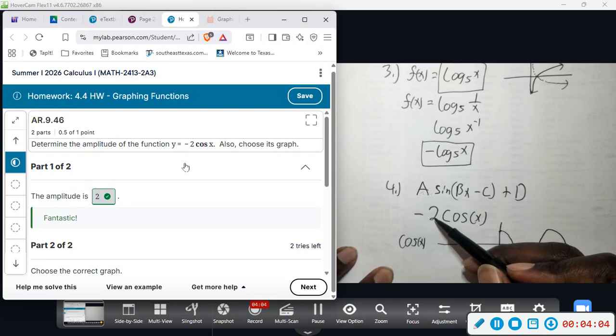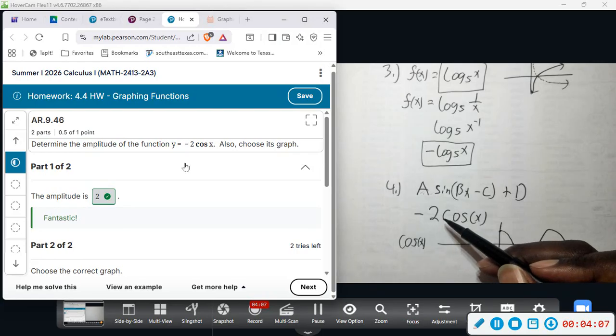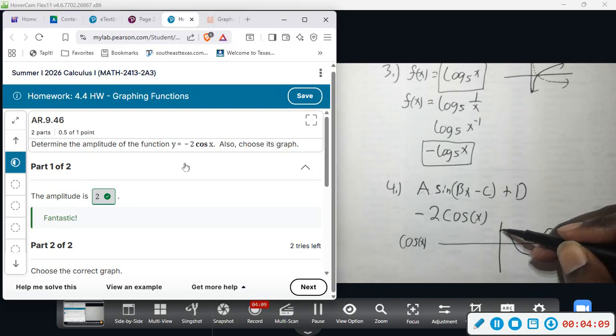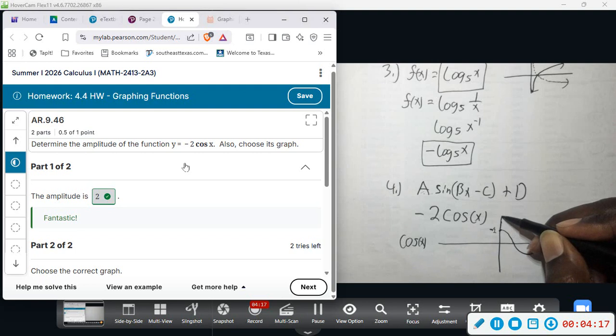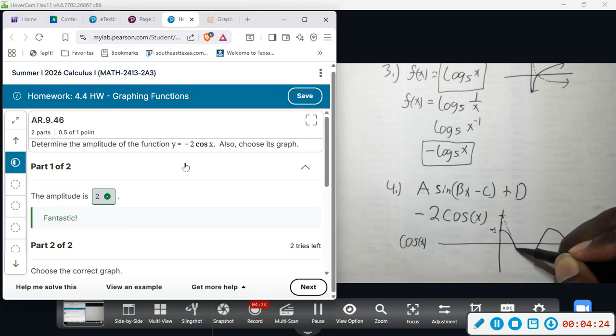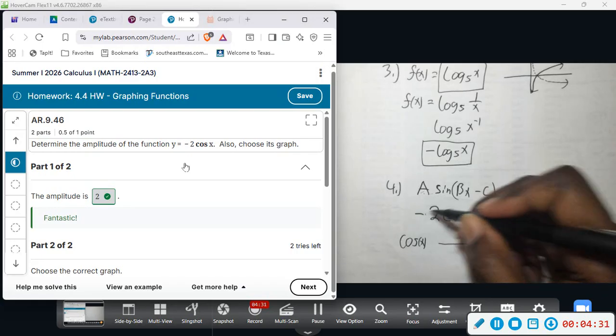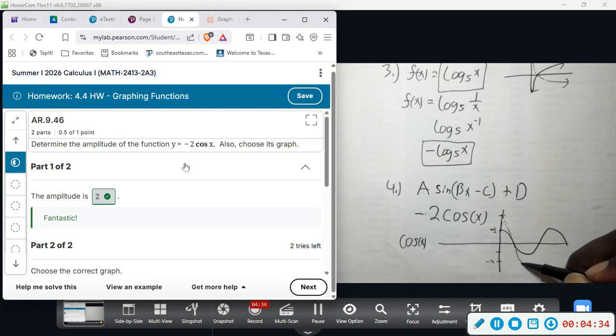Since our amplitude is negative 2, this is going to get flipped. So if this is positive 1, let's say 2 is up here. If you would flip and start down, you would go to a depth of negative 2, negative 1, negative 2. That's if it was just a positive 2. So I'm showing positive 2 first so you can get a better idea. So this graph is going to get stretched down.